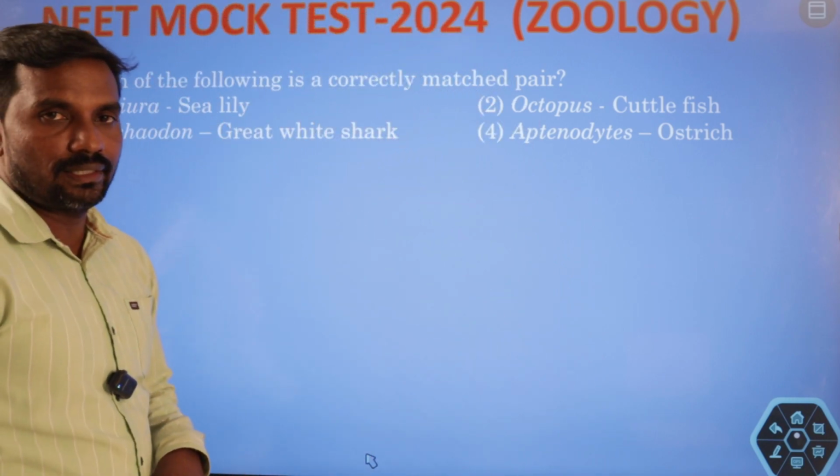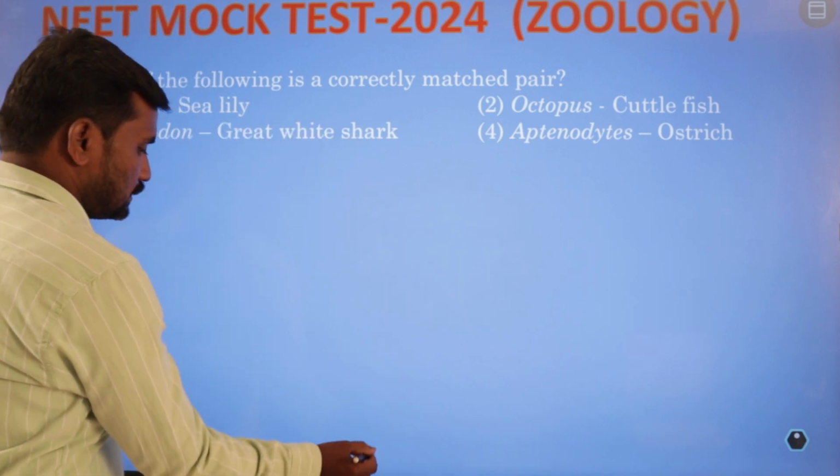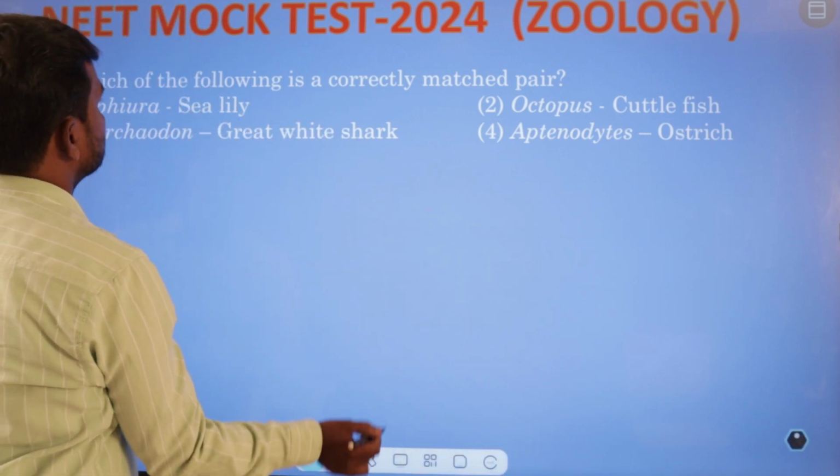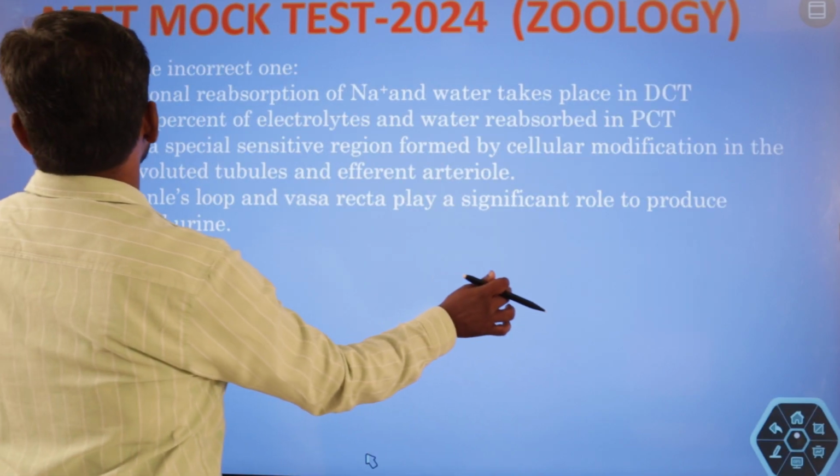But the question is asked directly from animal names and their scientific and common names. See, the question is: which of the following is correctly matched. The question relates to the correctly matched one.